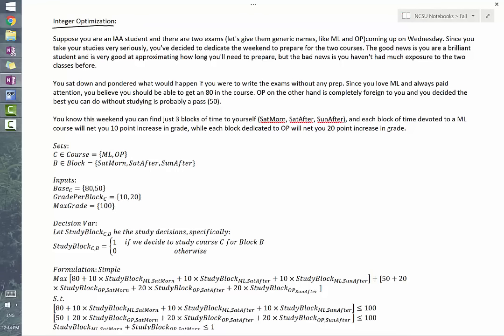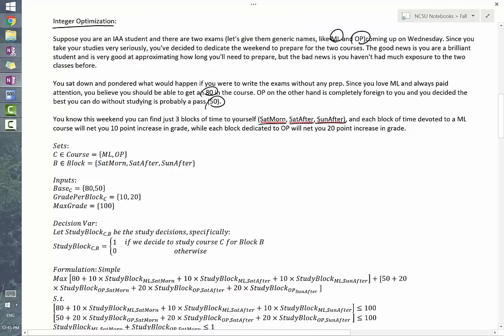Again, highly hypothetical problem. Suppose you're an IA student and you have 2 exams coming up on Wednesday. Okay, let's see what's different. We have our 2 exams, ML and OP, and we have our base grades 80 and 50. This weekend, you can find just 3 blocks of time to yourself. Saturday morning, Saturday afternoon, and Sunday afternoon, for those who go to church.